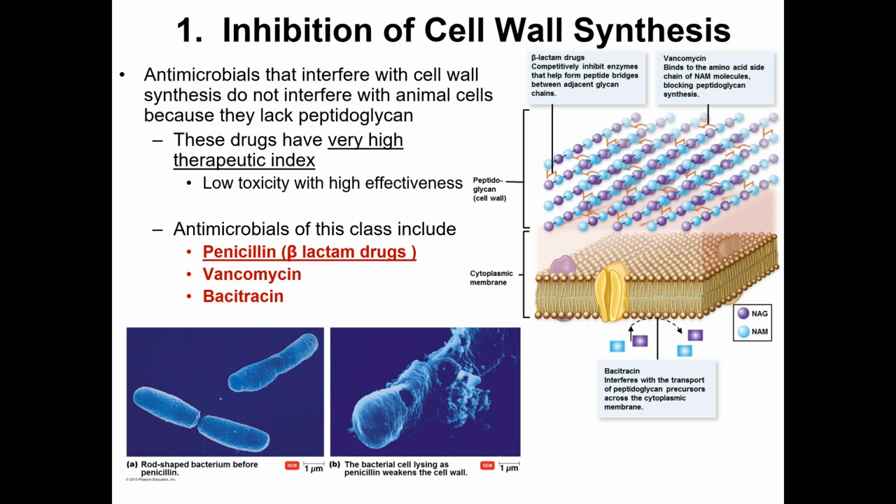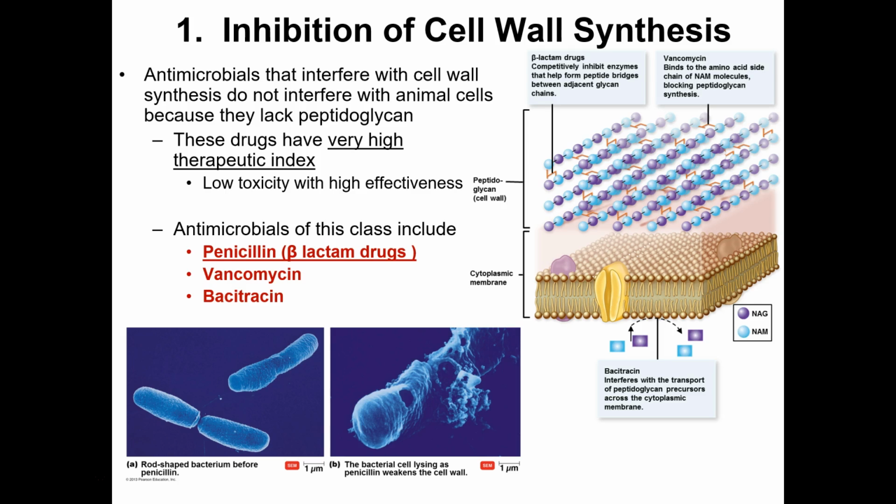All right, let's look at vanco. Vanco's actually a little lower in the therapeutic index. That one's a little rough on the human body. But vanco is very straightforward. It just prevents glycan chain formation. So no NAG and NAM bonds, no cell wall.